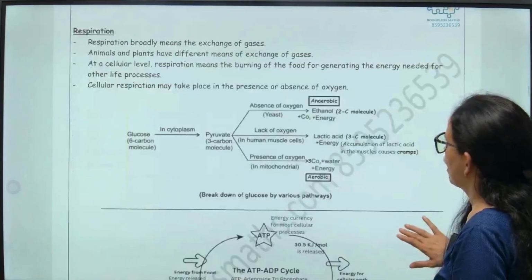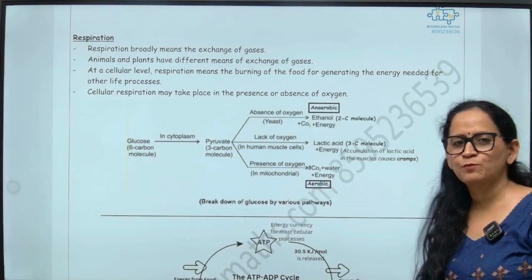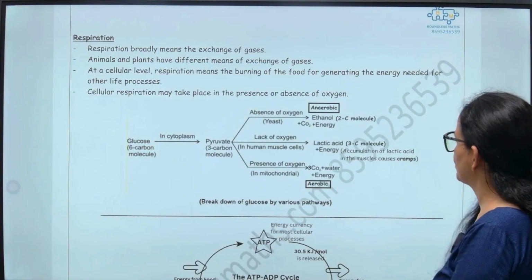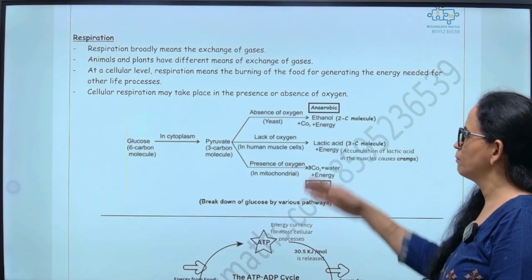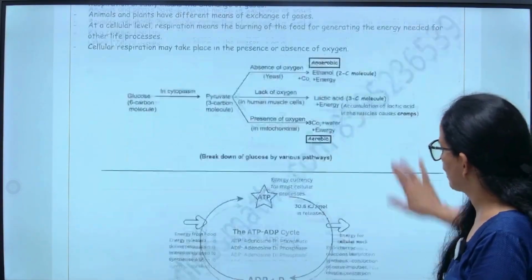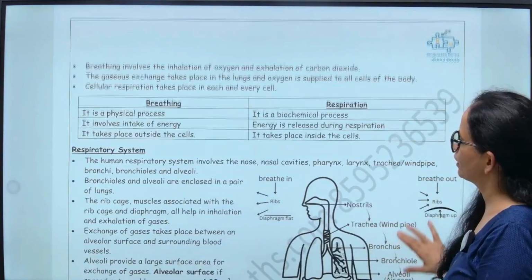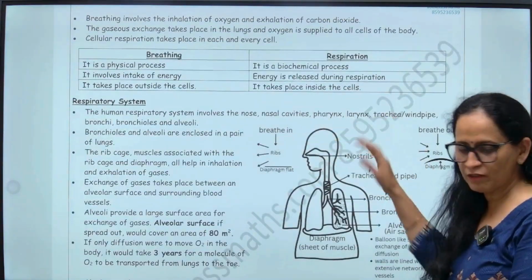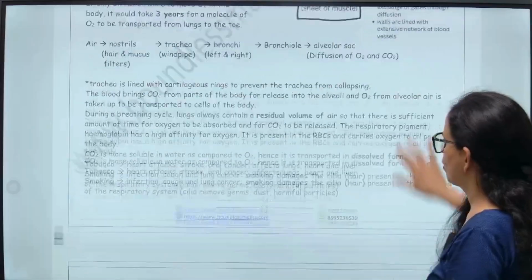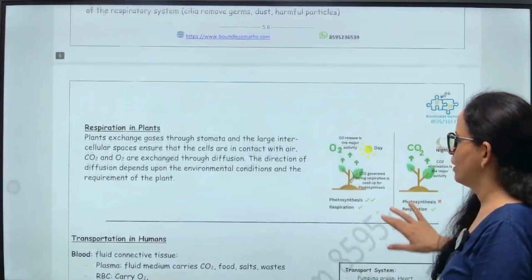Next, after this we had a look at the respiration in the next video, second video. So we talked about the three pathways, how glucose gets broken down, the ATP-ADP cycle, then the respiratory system in humans and difference between breathing and respiration. We also talked about respiration in plants.